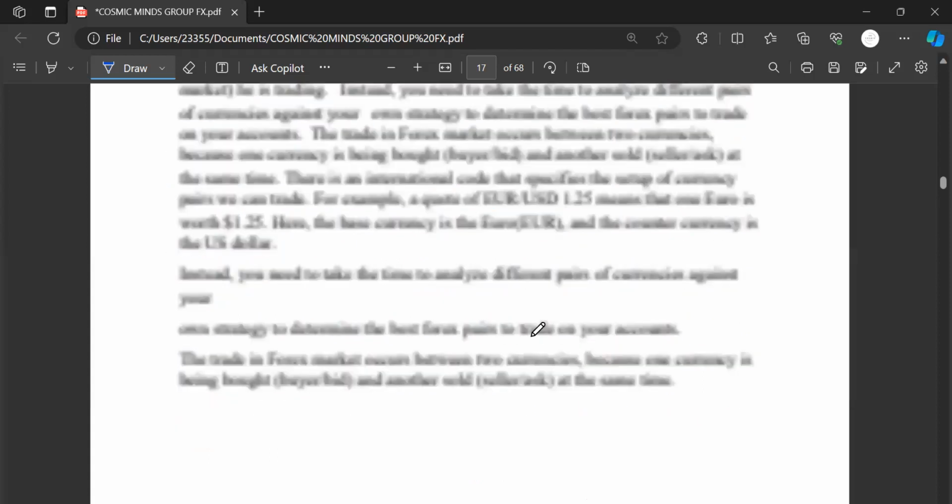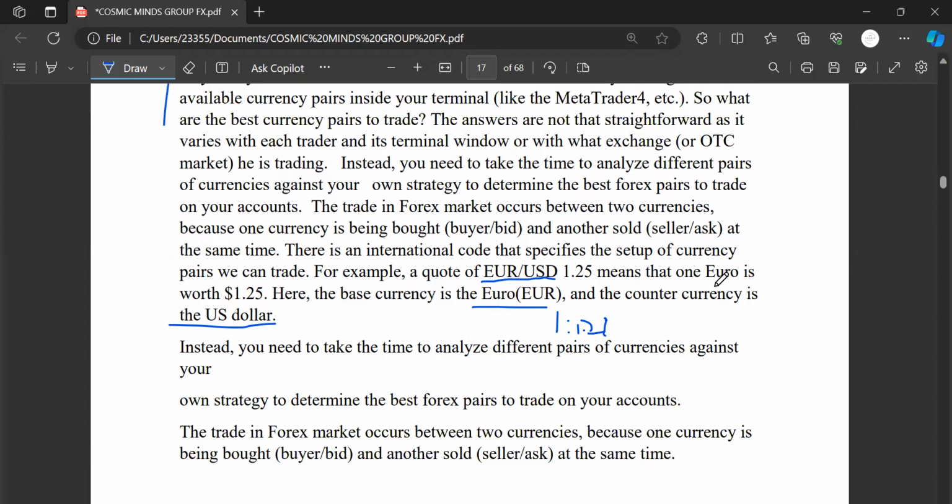Now, instead, you need to take the time to analyze different pairs of currencies against your own strategy to determine the best forex pairs to trade in your account.